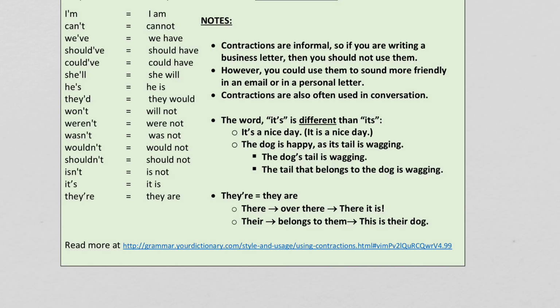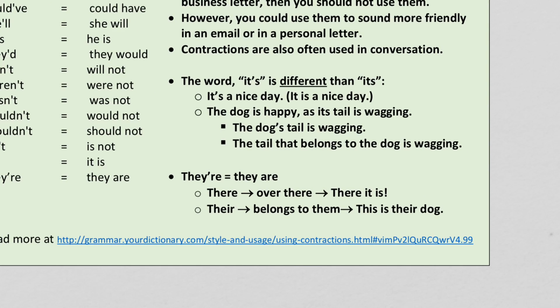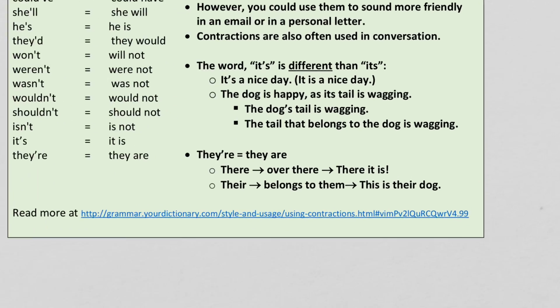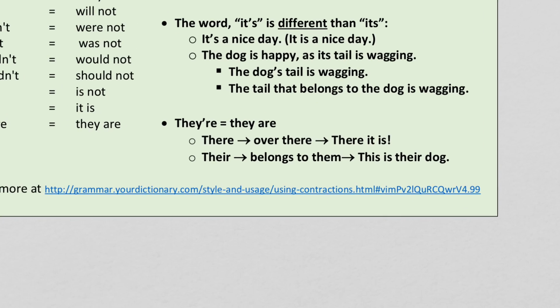Contractions are also often used in conversation. Earlier I shared that interjection with you. "That's amazing." I could be talking to somebody about something that was really exciting, and I could use that contraction, "that's," if I wanted to.